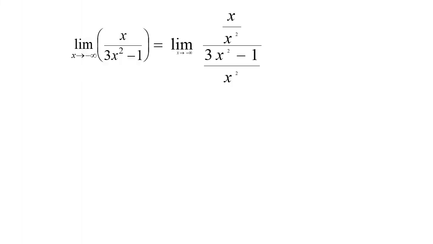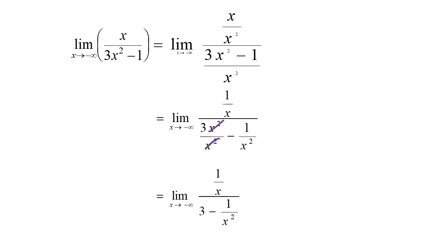So we divide everything with x squared. So x divided by x squared, 3x squared divided by x squared, 1 divided with x squared. So for the numerator, we get 1 over x. For the denominator, we have 3 minus 1 over x squared.